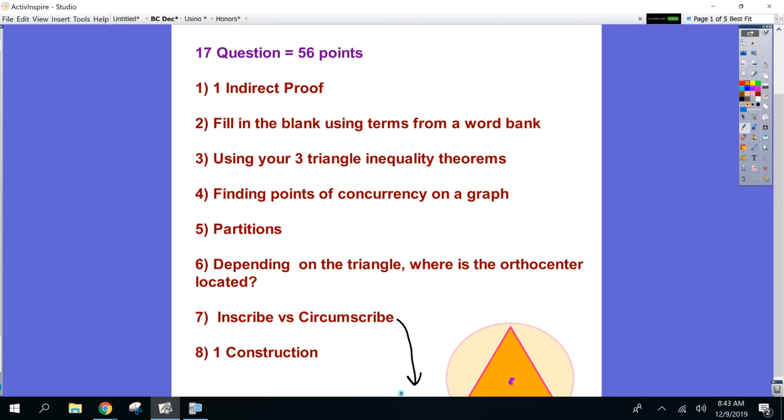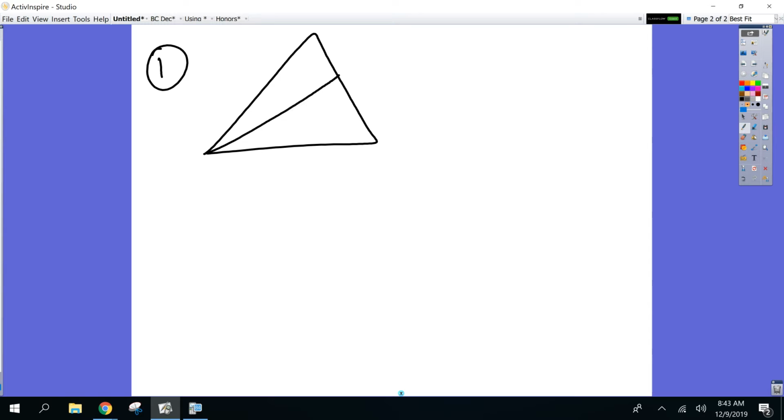All right. Using your 3 triangle inequality theorems. What do I mean by that? Here are the 3 we covered this unit. First one. You should be able to give me 2 angles that are smaller than angle 2 based off this first theorem that we did. There's 3 total. Angle 2 is bigger than what here? Angle 5. And angle 2 is also bigger than angle 6.